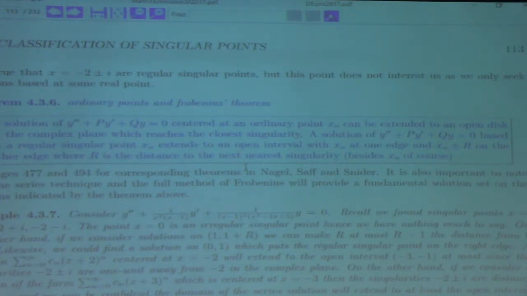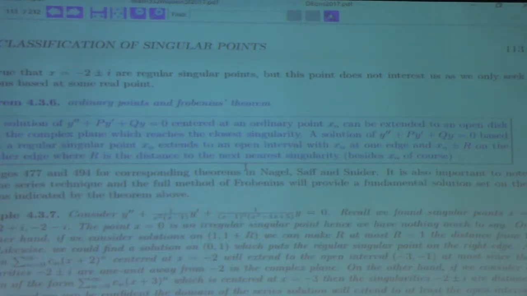So here's the theorem, the big theorem. A solution of y'' + py' + qy = 0 centered at an ordinary point x₀ can be extended to an open disk in the complex plane which reaches the closest singularity. A solution of y'' + py' + qy = 0 based at a regular singular point x₀ extends to an open interval with x₀ at one edge and x₀ ± r on the other edge, where r is the distance to the next nearest singularity besides x₀, of course.